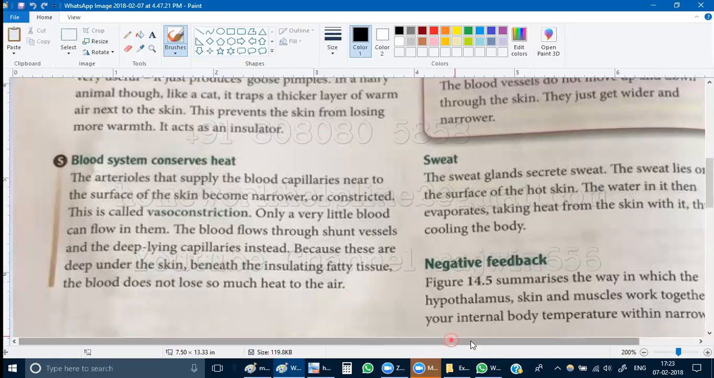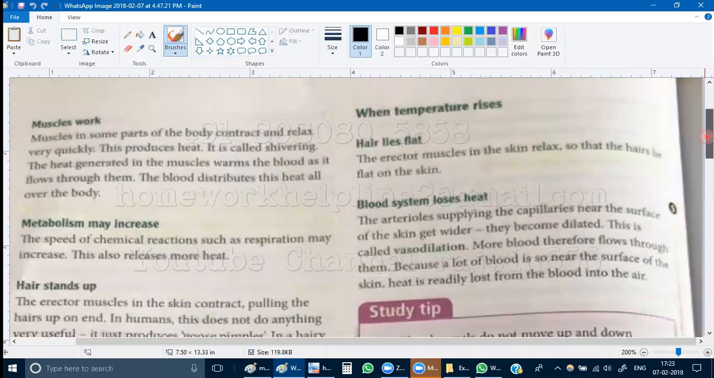The next part is when the surrounding temperature is higher. When the temperature rises, hair lies flat. The erector muscles in the skin relax so that hairs lie flat on the skin. The blood system loses heat because the temperature is higher. The arterioles supplying the capillaries near the surface of the skin get wider, become dilated. This is known as vasodilation. So more blood will flow nearer to the surface and more heat can easily be lost. Sweating also will take place. More blood therefore flows through them. Because a lot of blood is so near the surface of the skin, heat is rapidly lost from the blood into the air.